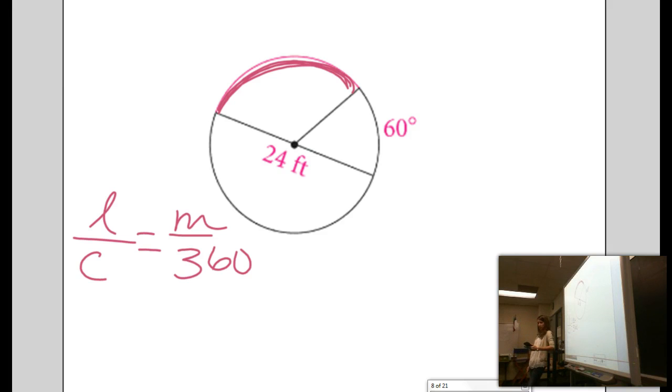Nope. Use your brain. Please use your brain. Ding, ding, ding. Omar, you win. It's not a degree. We're finding the length of an arc. Omar used his brain. So far, he's the only one.